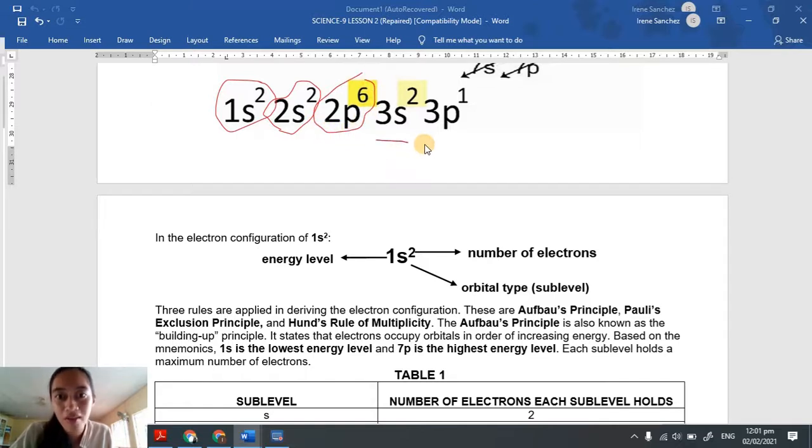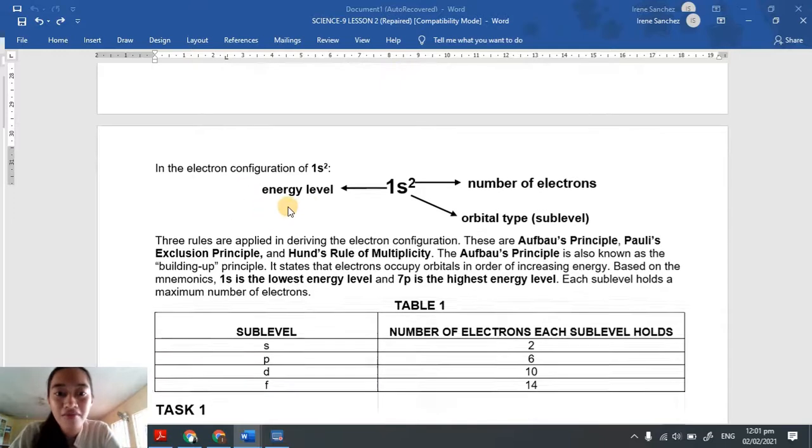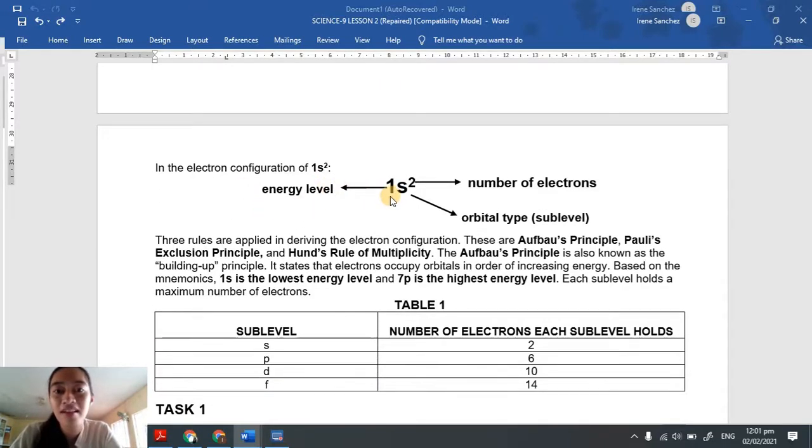Lahi na grupo, and so on and so forth. Unsa may pasabot ana ng mga numero, ha? Okay. So, this is the example. Electron configuration of 1s2. 1 stands for the energy level.